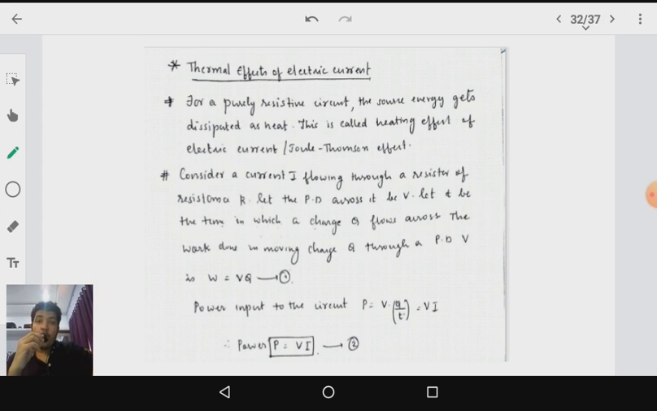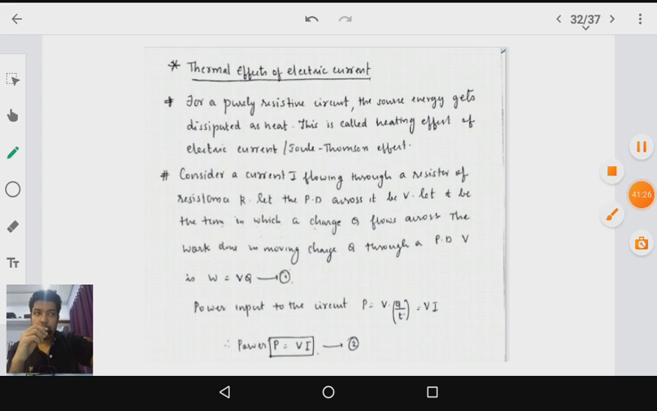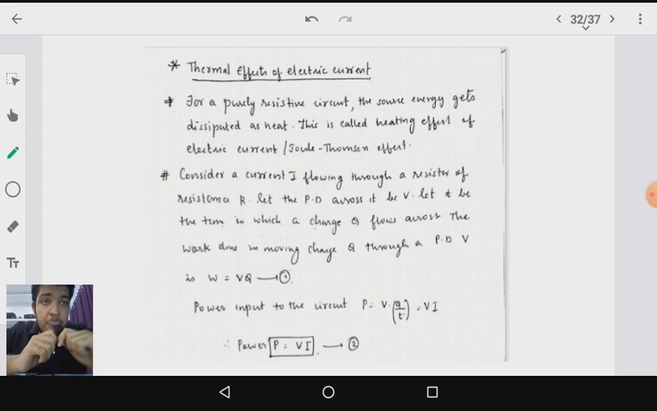So now let's move on to another very important topic, that is the thermal effects of electric current. You might have all used an electric iron, right? So an electric iron, as you know, it gets heated up. Now why is it getting heated up? The reason is because there is an effect which is called the Joule-Thomson effect or the heating effect of electric current. It is due to this effect that the iron toasters or the electric iron get heated up.